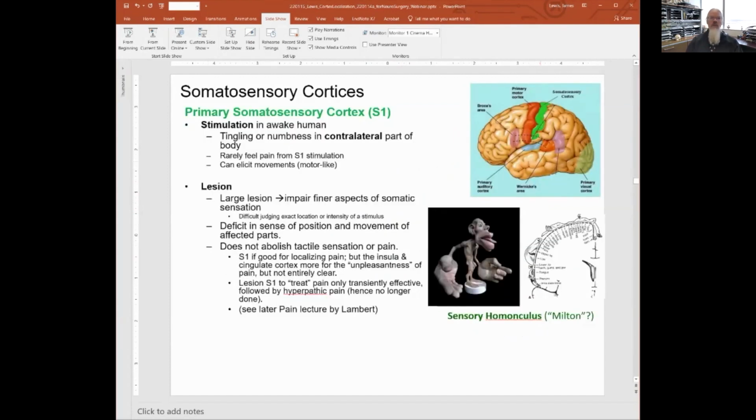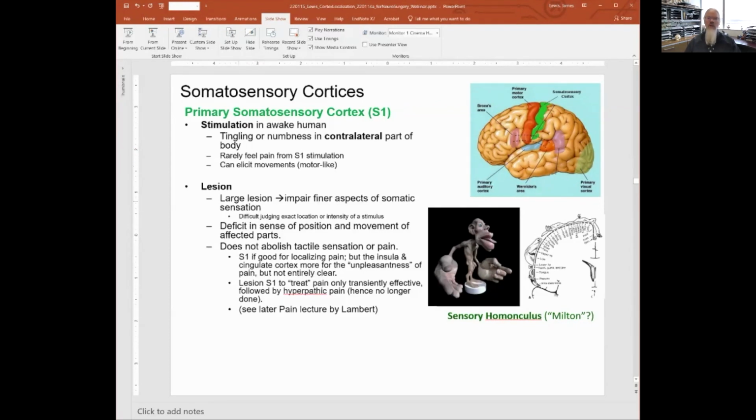Then primary somatosensory cortex, if you stimulate that with an electrode, you tend to get a tingling or numbness in that contralateral part of the body. So if we stimulate on the right side somatosensory cortex, I'll feel like a tingling sensation over here in my left hand somewhere. Rarely feel pain, and sometimes you can elicit a little bit of movements.